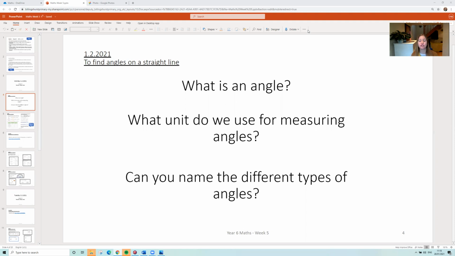So what unit of measurement do we use when we measure angles? Shout it out at the screen. I can't hear. Yes, okay, I heard you that time. Yes, you're right. We measure angles in degrees.